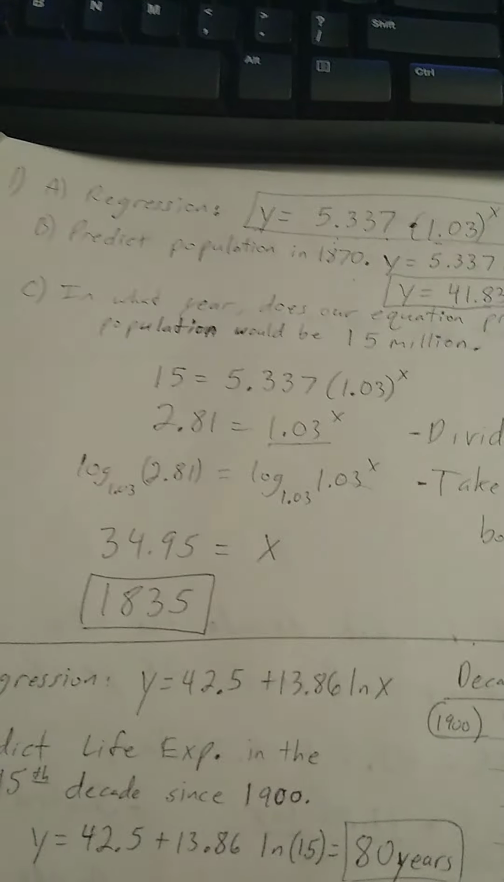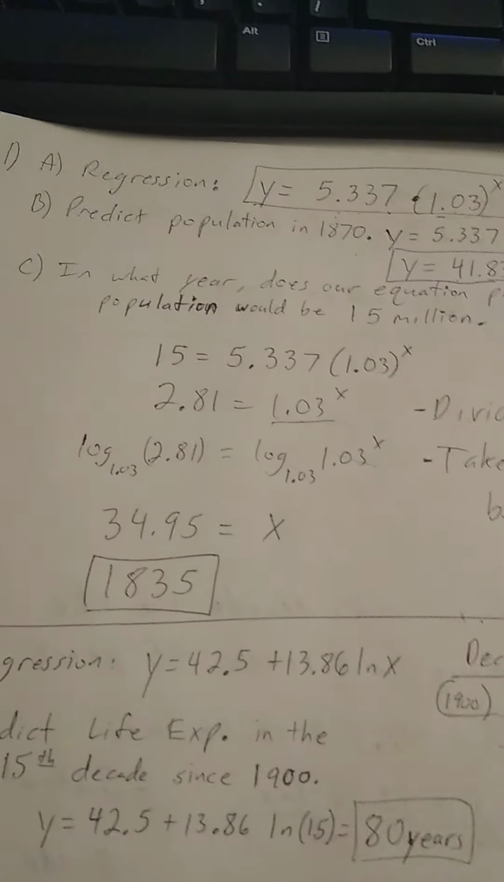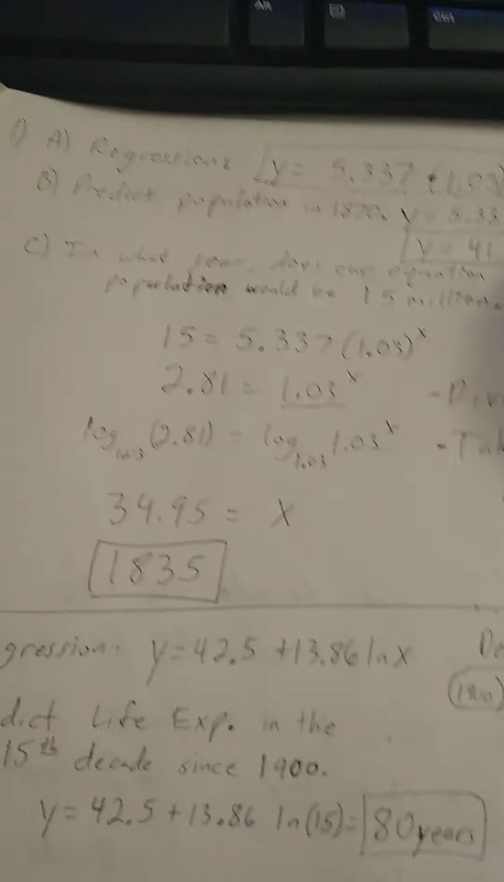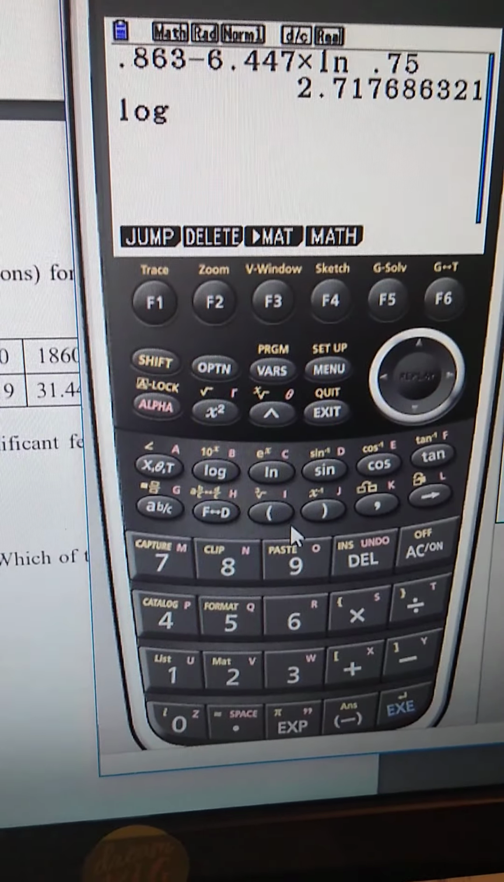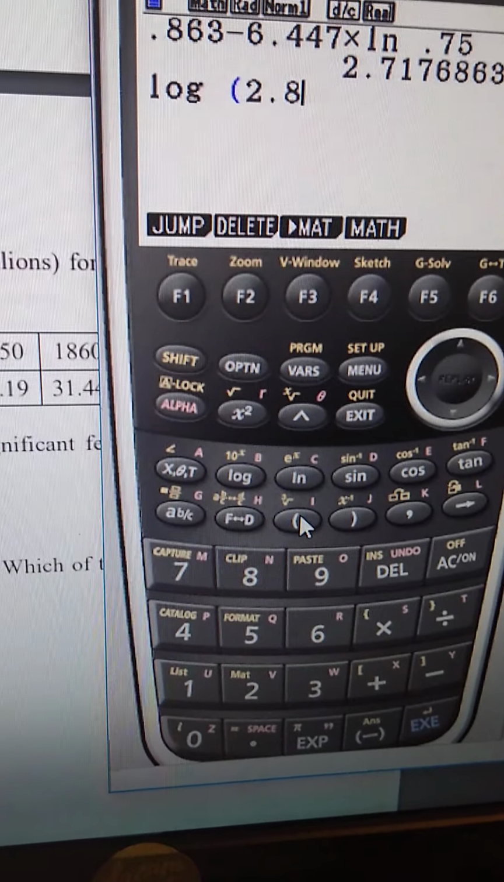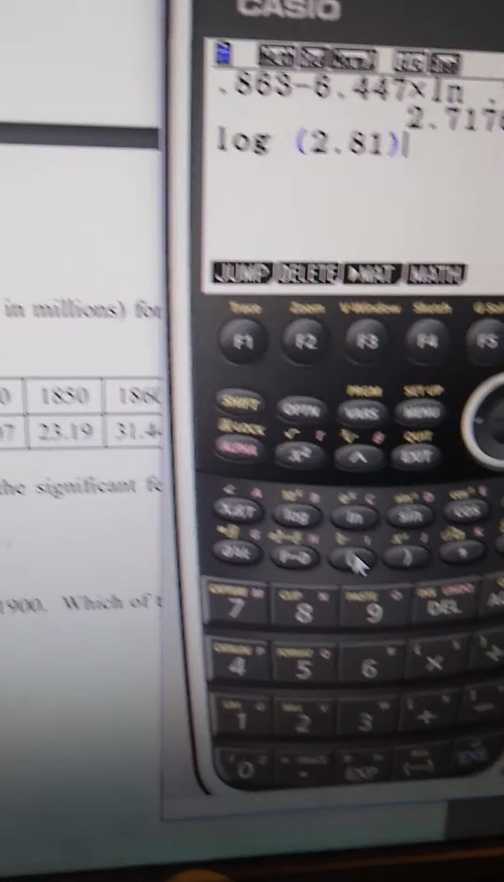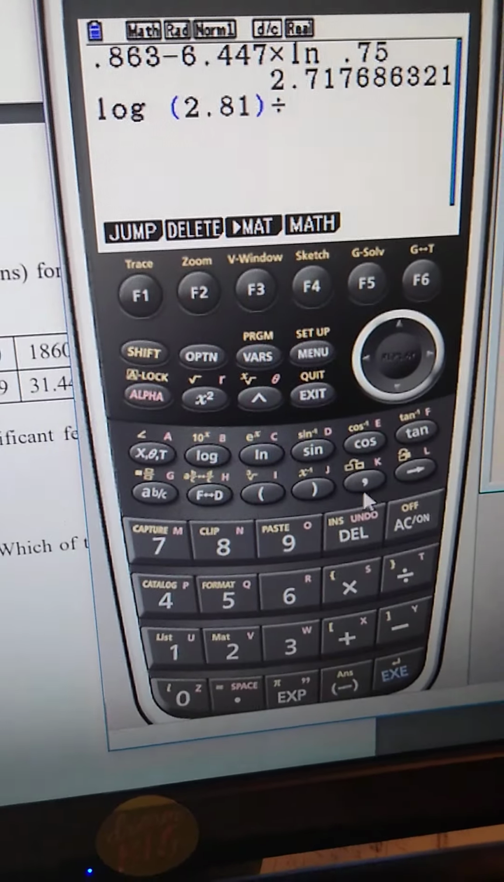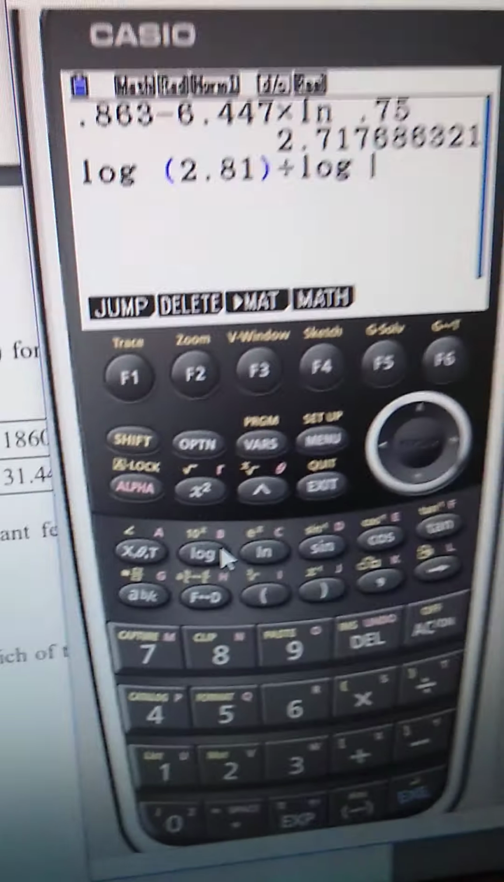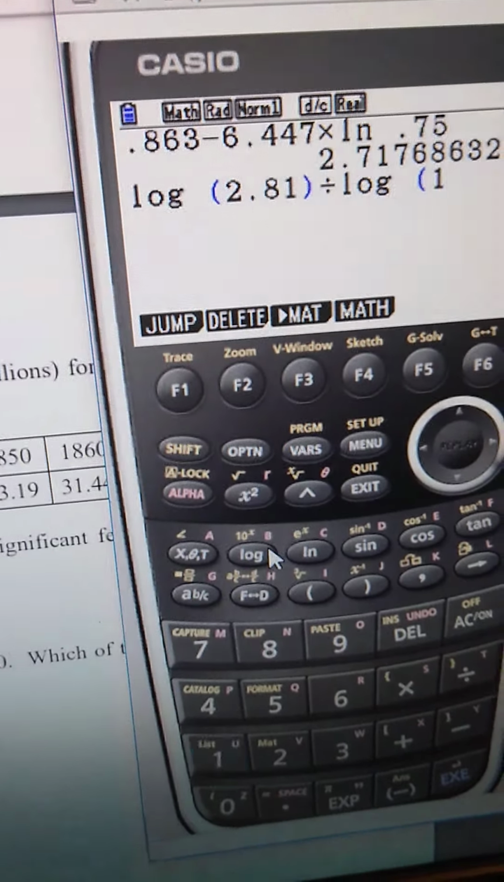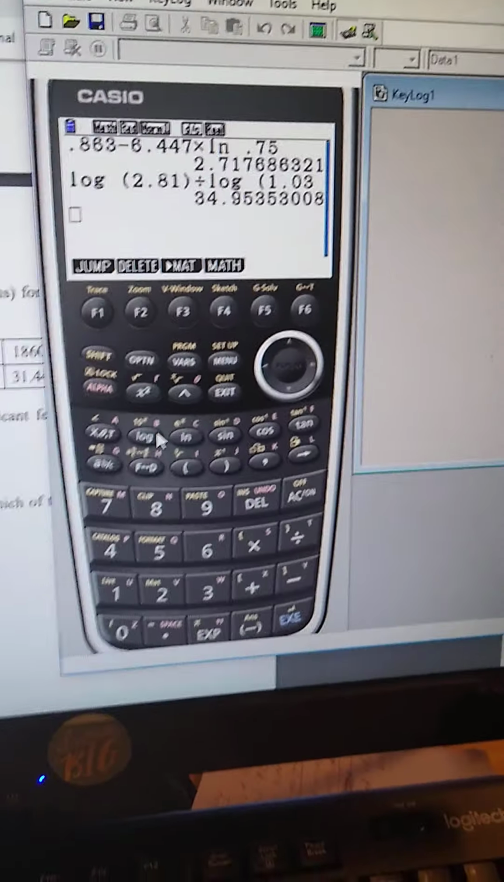Now some of you had some questions last week about how to do that. The calculator will do that for you if you remember where the base is. Or you can use the change of base formula, which would be log of, in parentheses, 2.81, close parentheses, divided by the log of the base. So I'm doing the log of this number divided by the log of the base number. So the log of 2.81 divided by the log of 1.03. And I get basically 35.